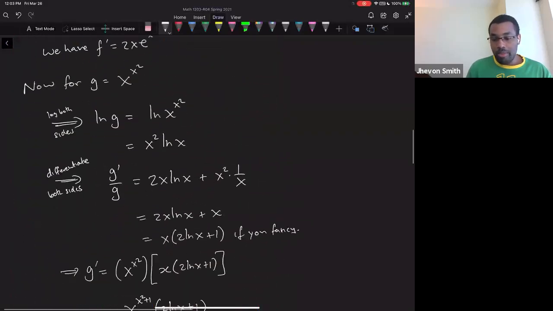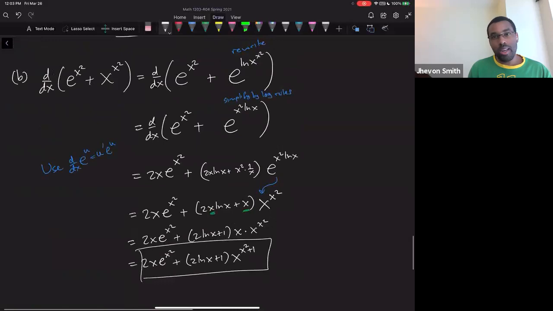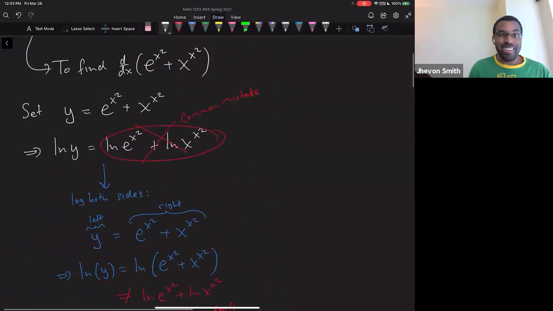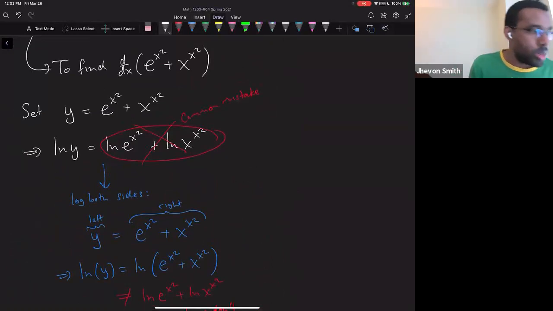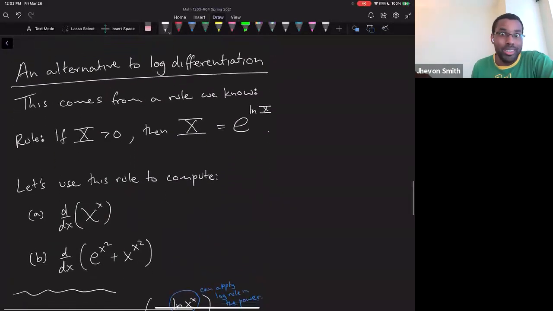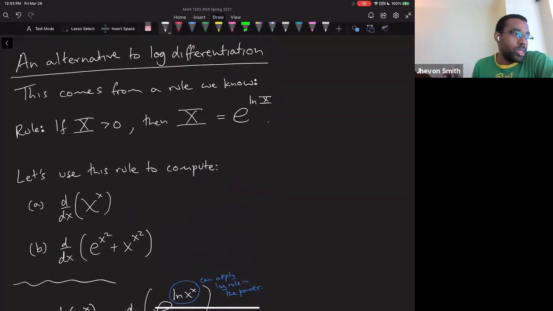And in some sense, it's safer. If you think of doing things this way and rewriting in place, you probably will never actually fall into this mistake accidentally. You're not going to distribute a log across a sum by accident, because you wouldn't log both sides. You would actually just rewrite in place. So you can avoid a little mistake. So in my opinion, this is like log differentiation, which it is because you're introducing a logarithm. But it's like log differentiation, but better than log differentiation. It's like a party, but it's better than a party. So this is another option.